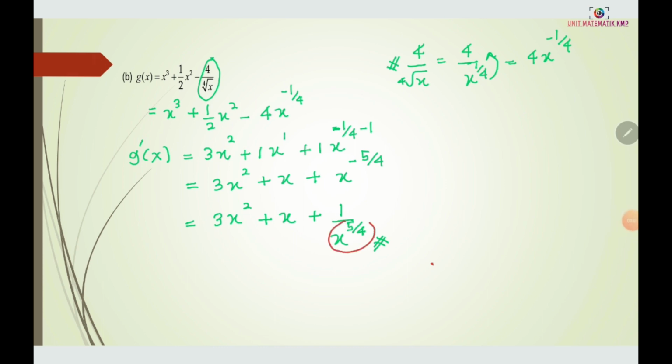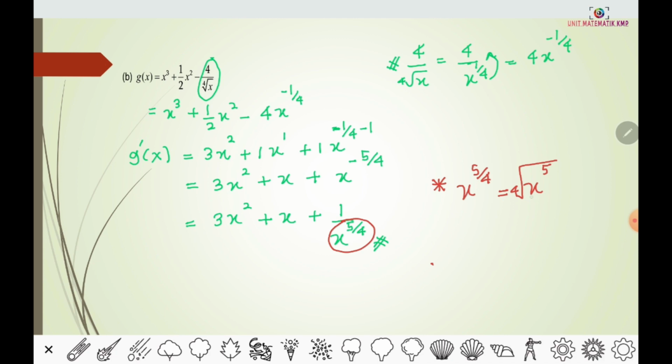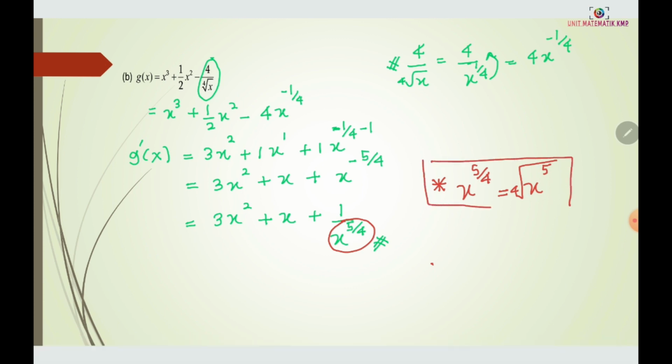Okay, in another way, if you don't want this type of power, you want to write down something like this that will give the same meaning, so we can just write down x power of 5 root of 4. This is the same thing. So you can write down x power of 5 over 4 or x power of 5 root of 4. Same, yeah? Okay.